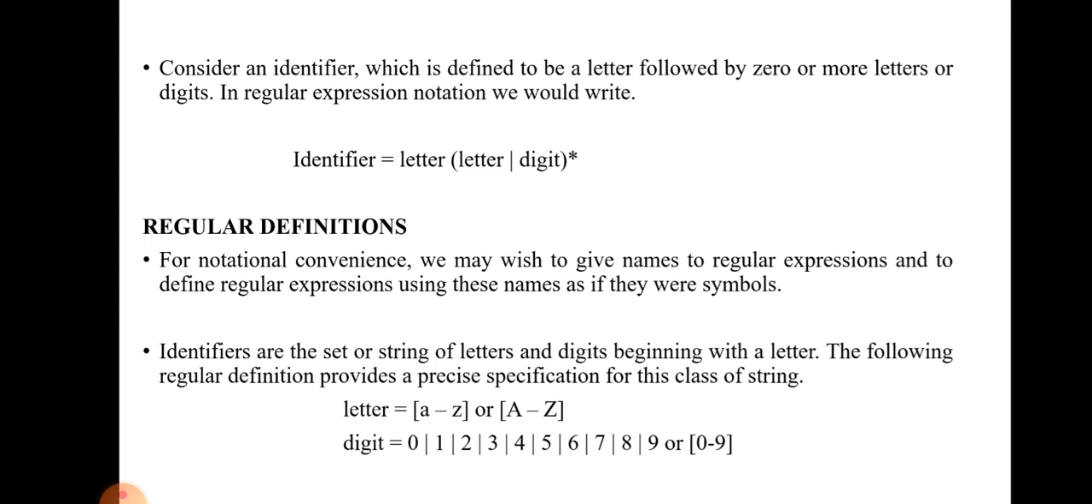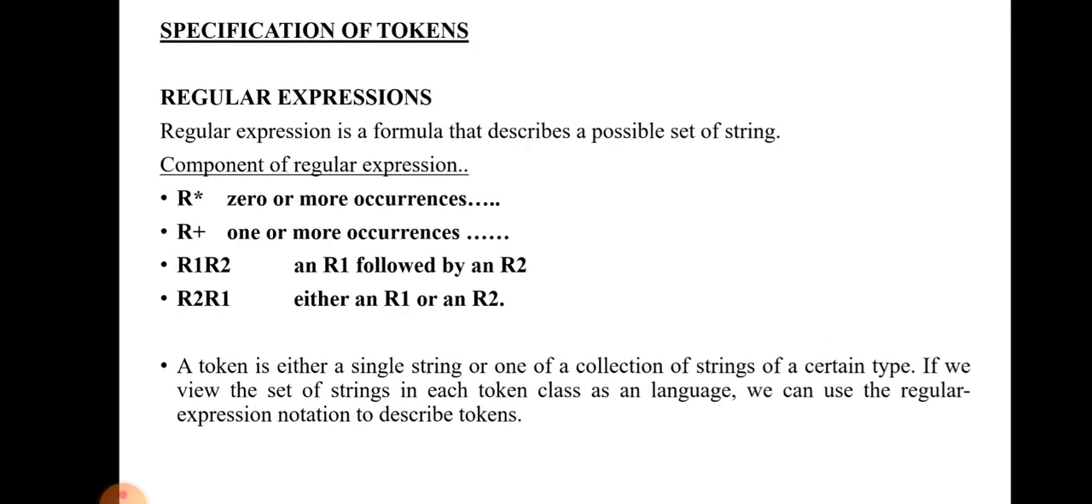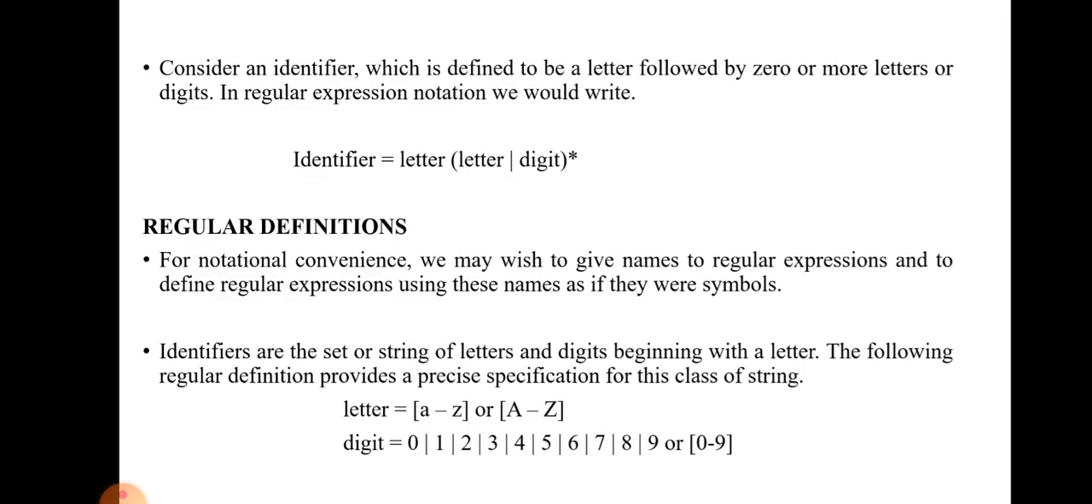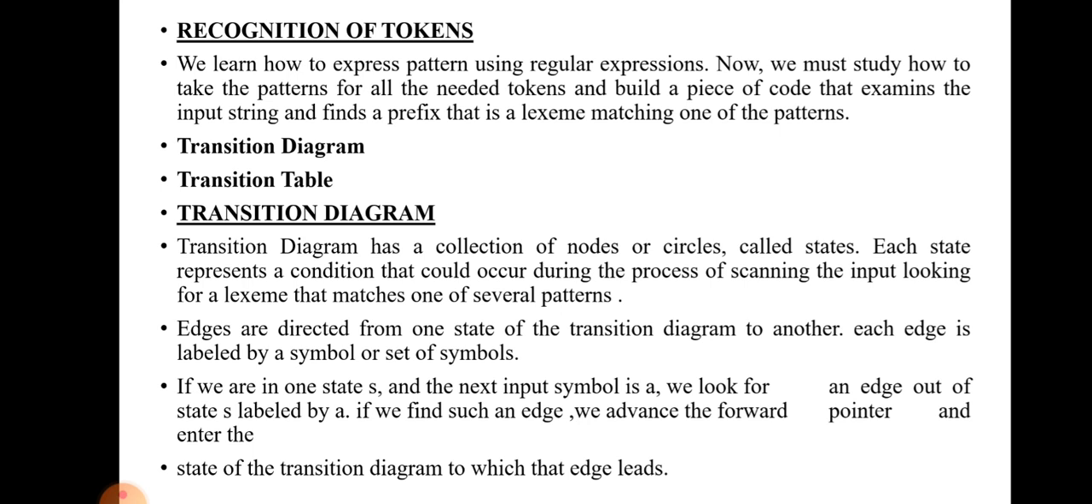And also digit, which can vary from 0 to 9. So the regular definition for digit is 0 to 9. So we can specify the token by using two concepts: one is regular expression and another one is regular definition. The next topic is recognition of tokens.